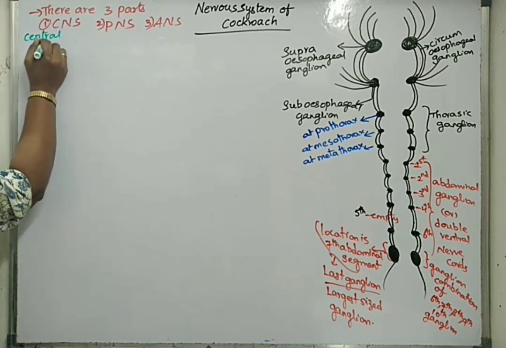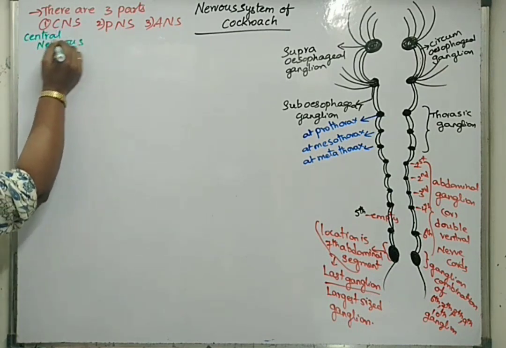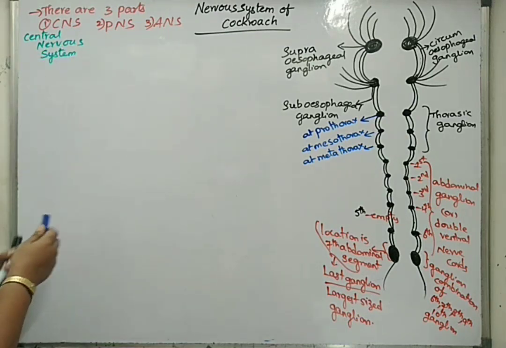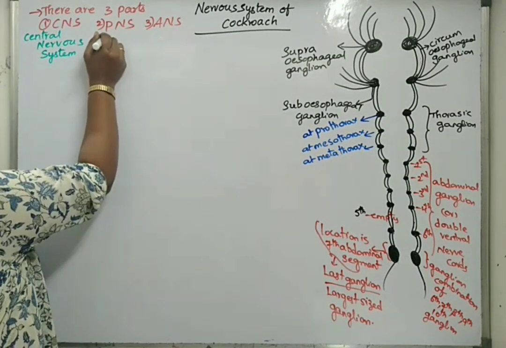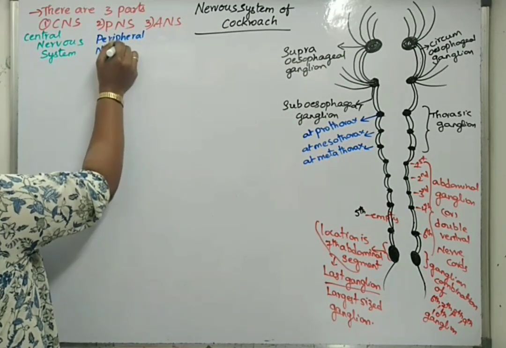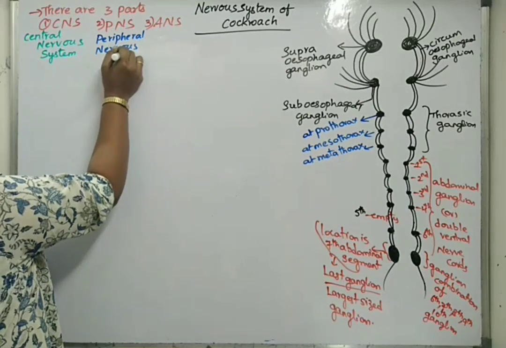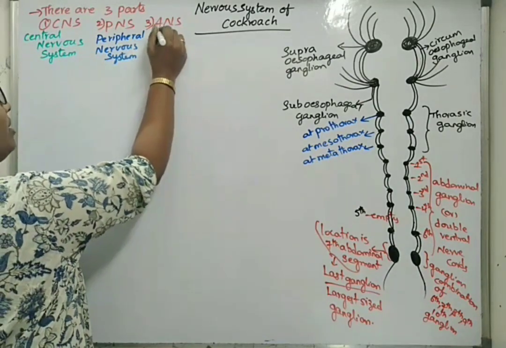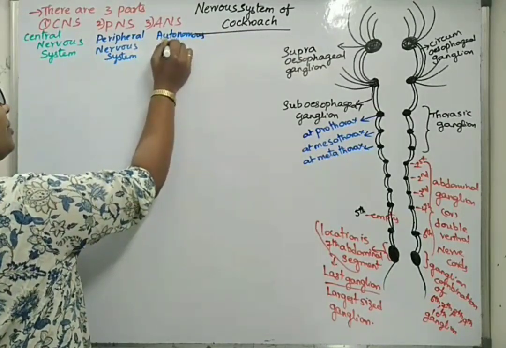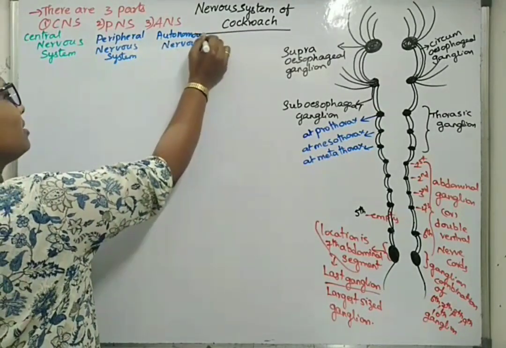Central nervous system. Second one, peripheral nervous system. This one, autonomous nervous system.